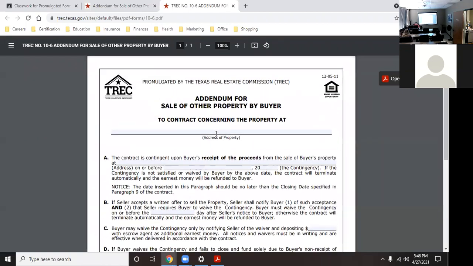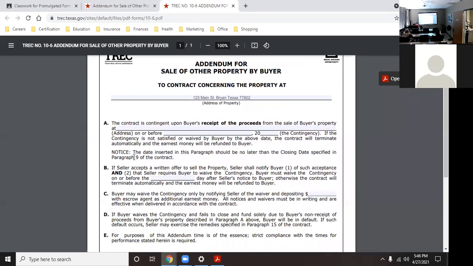All right, so here in this case, let's say we're selling... let's just throw that out there. This is the property we're using for this. So, like I said, what this form is basically going to do is that if you are trying to purchase a property, but you have a property you are selling at the same time, you basically can add a contingency in it that you cannot purchase the property unless your current property is sold.